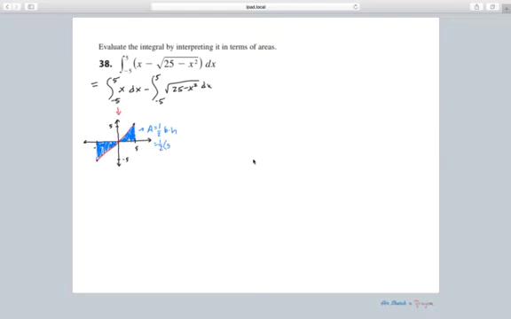5 times 5, or 25 over 2. But this is all considered negative area, remember, because it's under the x-axis. So that area, since it's the same triangle but under the x-axis, is going to get us -25 over 2. And so the net area for that first one is just going to be 0.